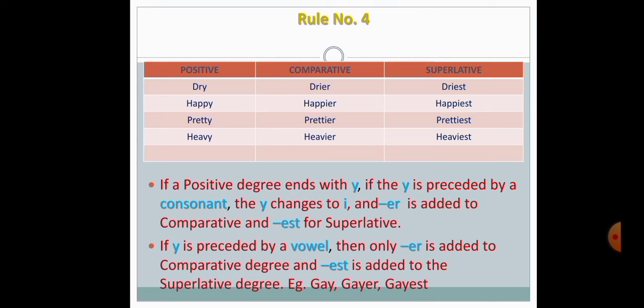I have given one example, gay, gayer, gayest, which is similar to happy, happier, happiest. So since y has a vowel before it, we are not changing anything, we are just adding er and est.